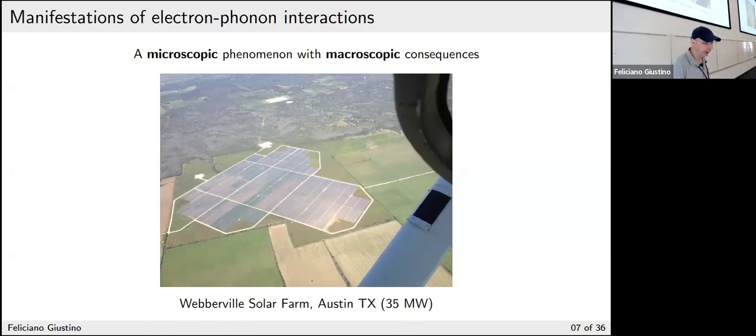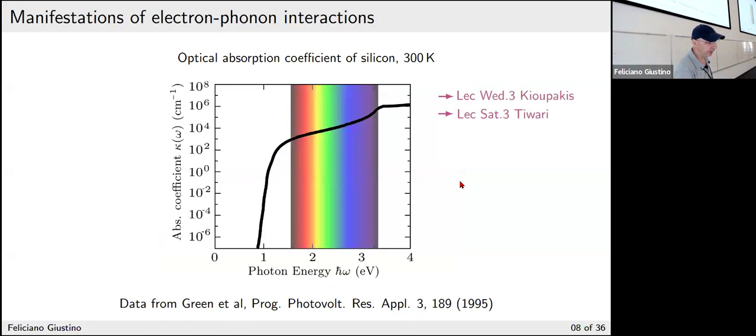And one might wonder, why am I bringing this picture into a discussion of electron-phonon physics? Well, the reason is that silicon solar panels work precisely because there is a coupling between electrons and phonons in the silicon semiconductor. To understand that, let me just show you very quickly the most important picture in this field.